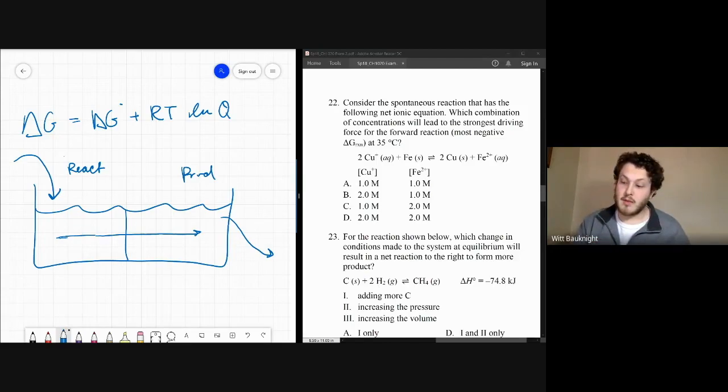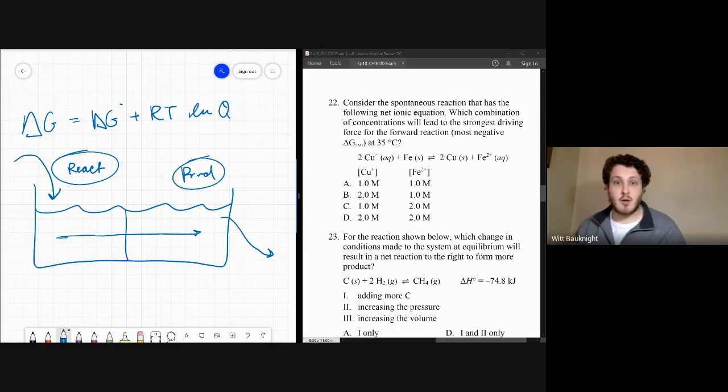So we're looking to maximize our amount of reactants and minimize our amount of products? Well, that is going to be B. 2 molar of our reactant and 1 molar of our product. That is maximizing reactant, minimizing product. So that'll be B. Let's double check that. Yeah, good.